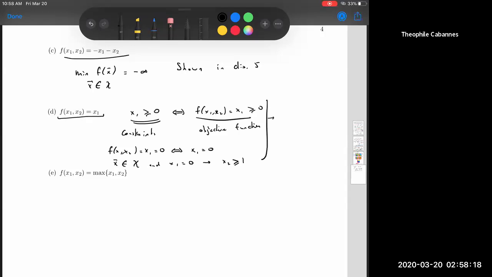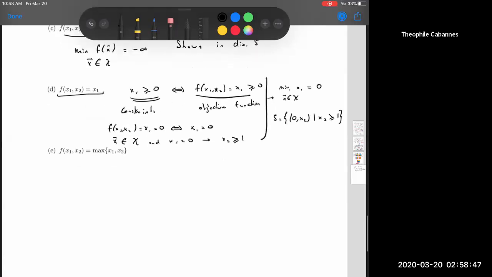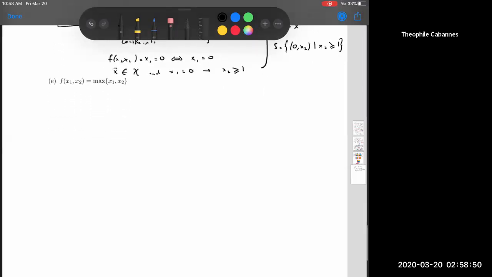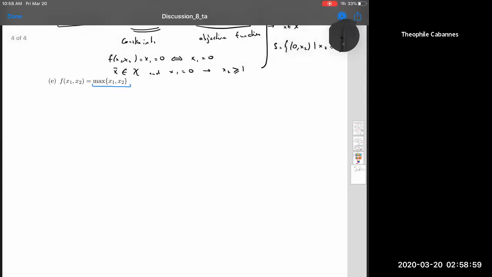So all those things give you that the minimization of x1 such that x is feasible is equal to 0, and the set of solutions is just all the (0, x2) such that x2 is greater than 1. So you do not need KKT conditions for problem D. And then problem E is a little bit harder than what we have done so far. And I really suggest you try to redo those different problems by yourself.